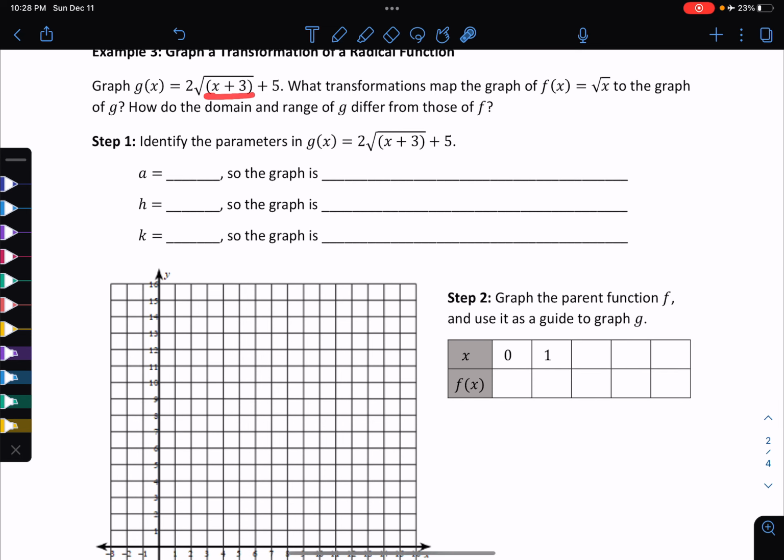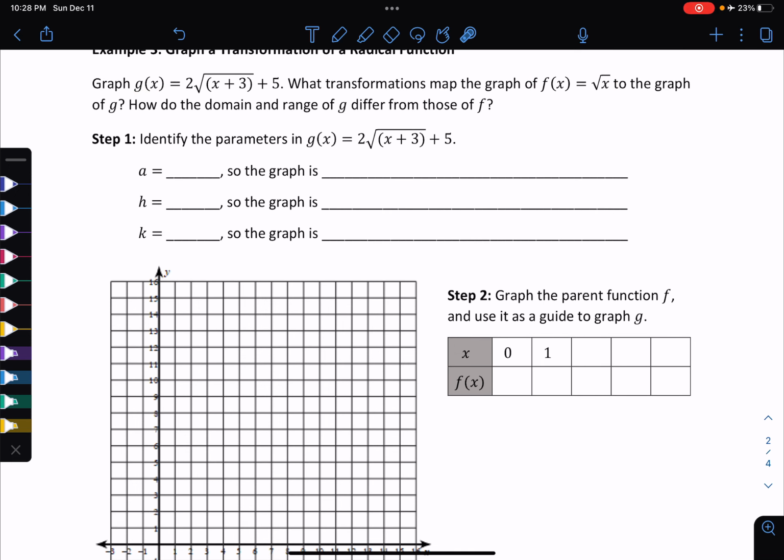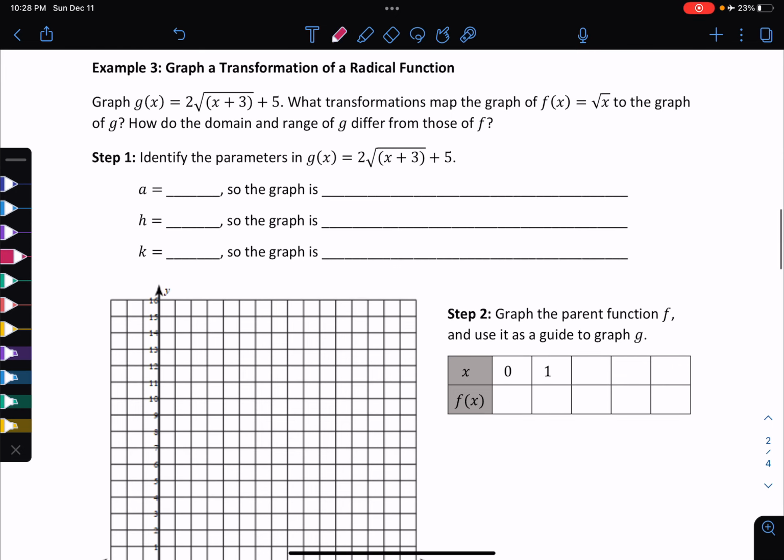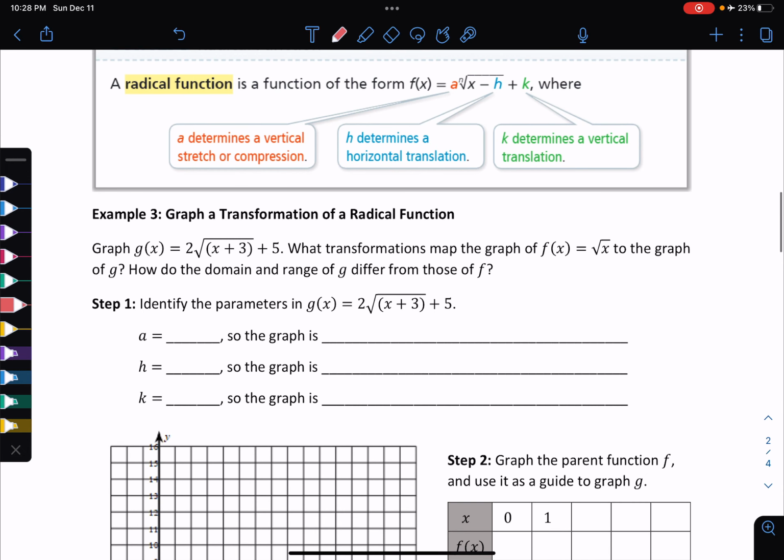So x plus 3, all under the square root, plus 5. So we need to identify what transformations map the graph of just the parent function to the graph of g. All right. How do the domain and range of g differ from those of f? So let's identify these parameters. So a in this case was equal to 2. It's this number right here. So the graph has been stretched vertically by a factor of 2.